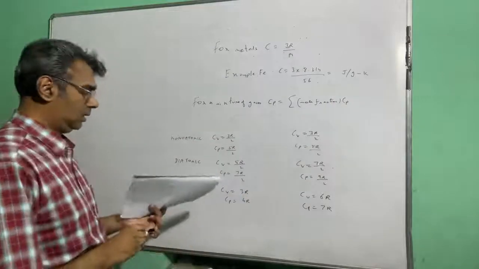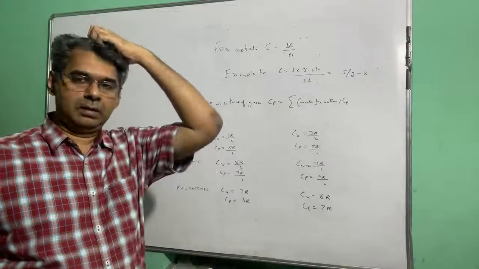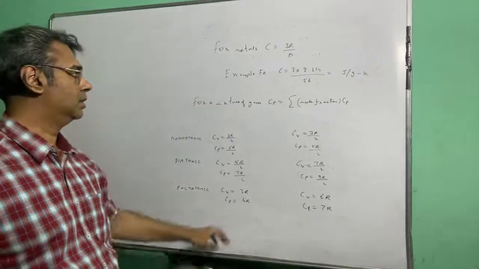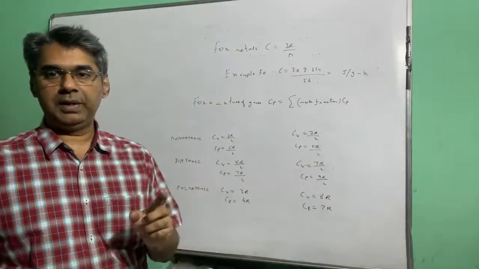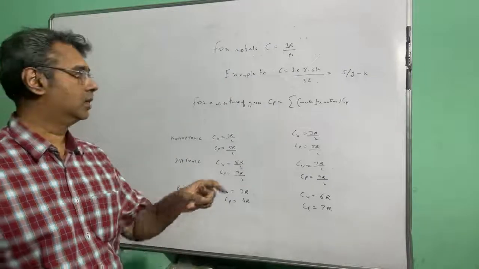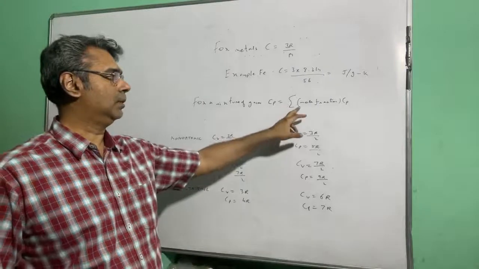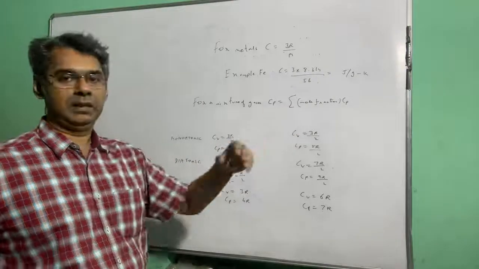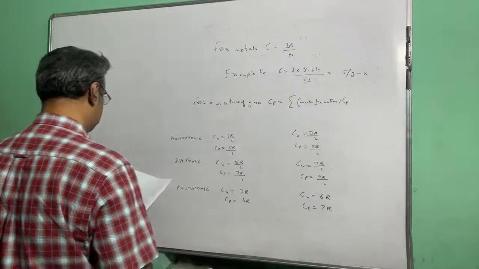Suppose you have a mixture of gases. Then for the mixture of gases, the overall Cp will be the summation, over every gas, of the mole fraction of that gas into Cp of that gas. So this is for a mixture of gases.